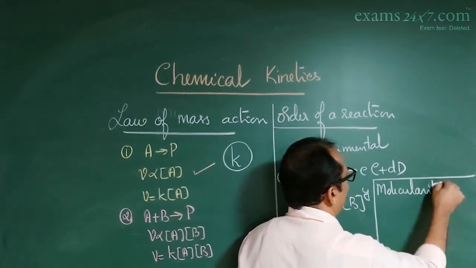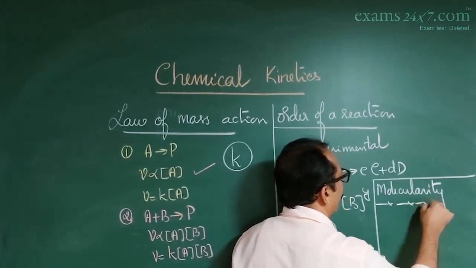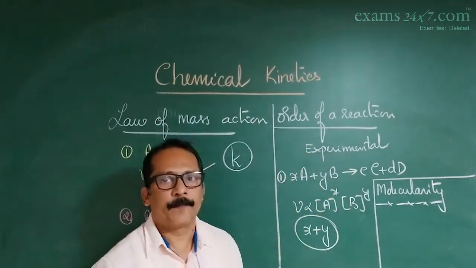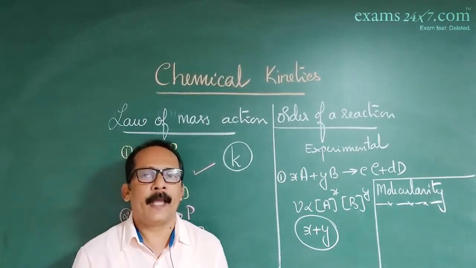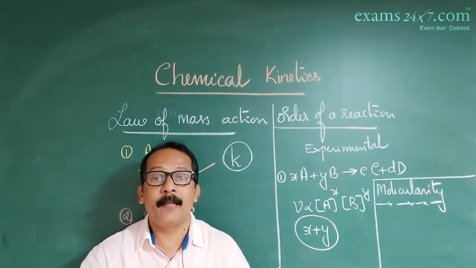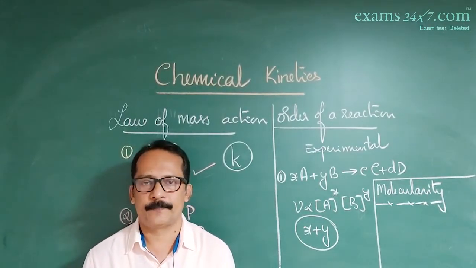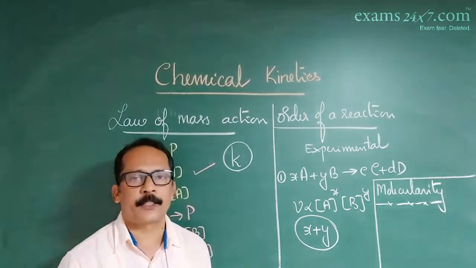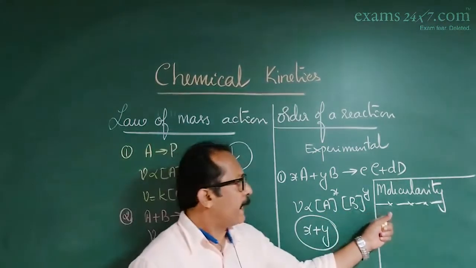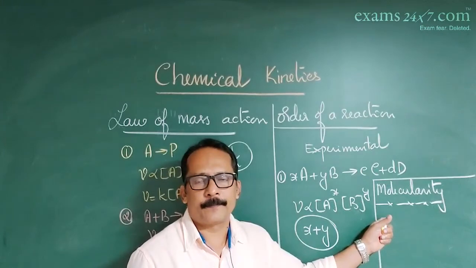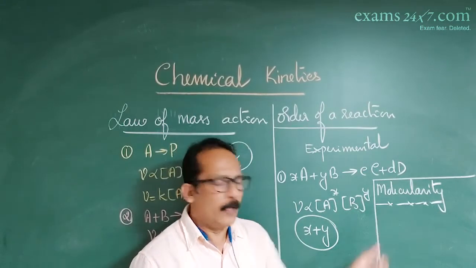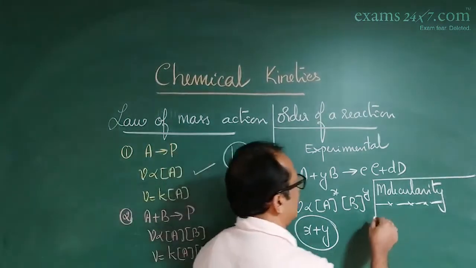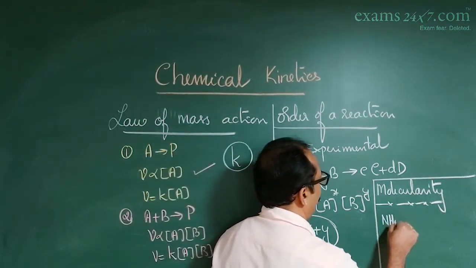This indicates the number of atoms, ions or molecules involved in an actual step of a reaction, an elementary reaction. That's called molecularity. Since it is a theoretical concept, it's always a whole number. So for an example of molecularity, we'll take some examples.